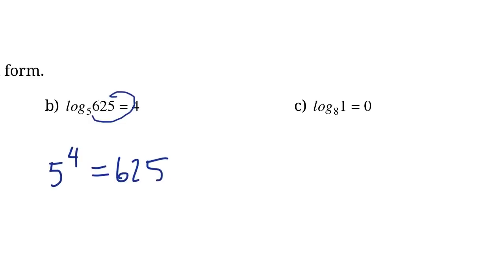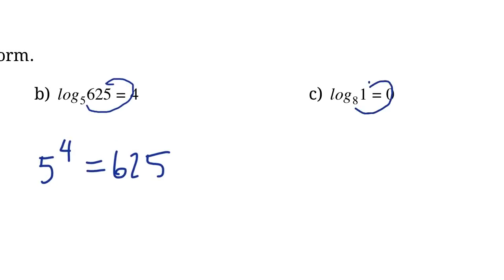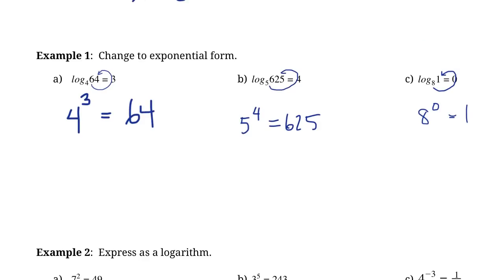So we have 8 to the power of 0 equals 1, right? Which we know is true. Anything to the power of 0 is equal to 1, except for 0 to the power of 0. So that's how to go one way, how to turn a logarithm into an exponential form.